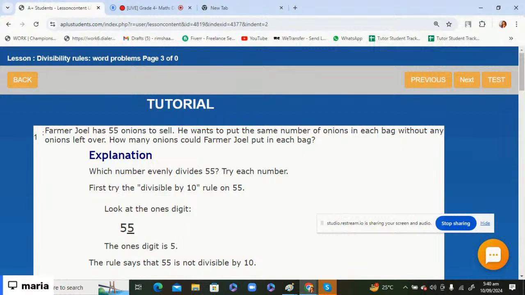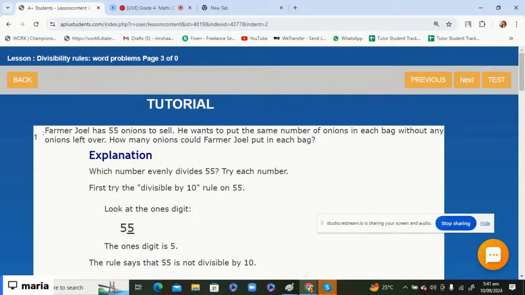So now let's check this one. Farmer Joel has 55 onions to sell. He wants to put the same number of onions in each bag without any onions left over. So how many onions could Farmer Joel put in each bag? Just dividing 55. There is 5 in the end. So it means that 2 is not allowed because there is no multiple of 2 in 55. Like 5 times 11 is 55.